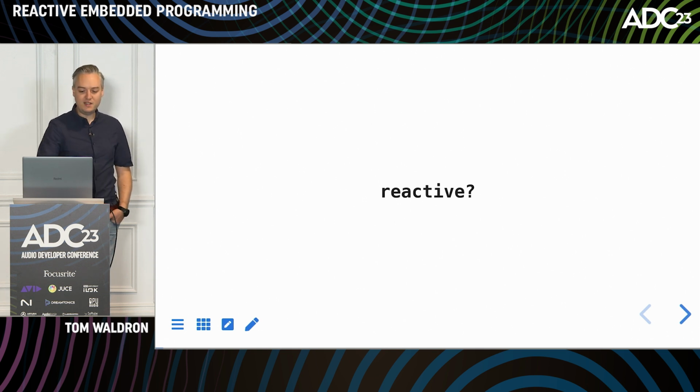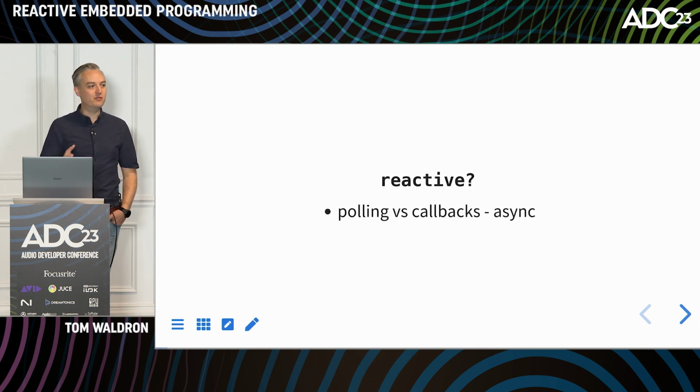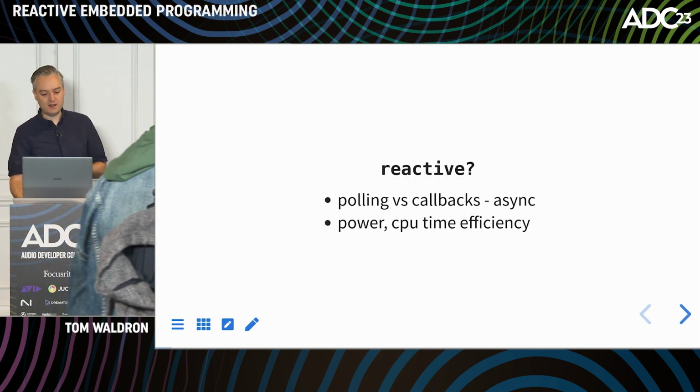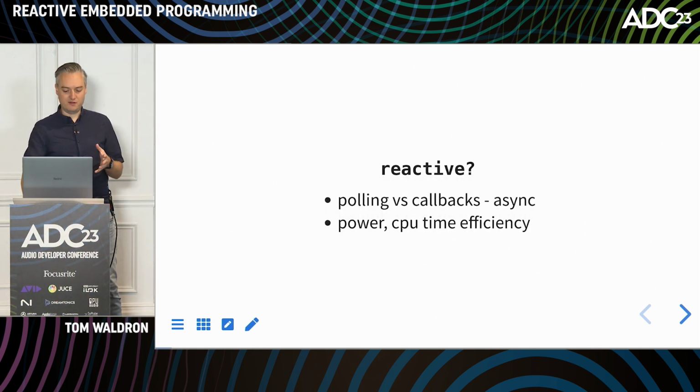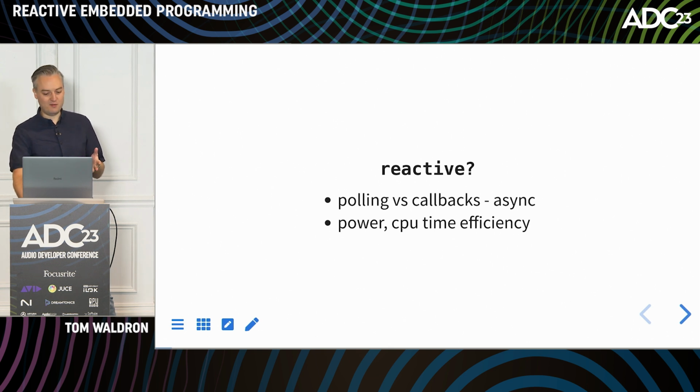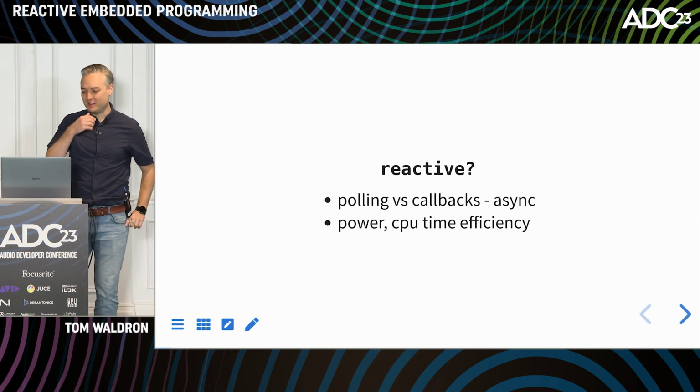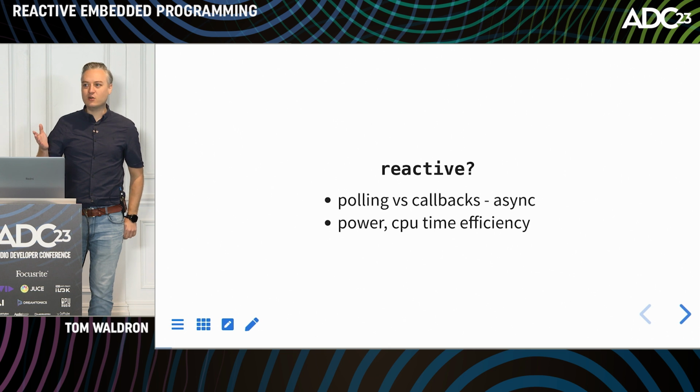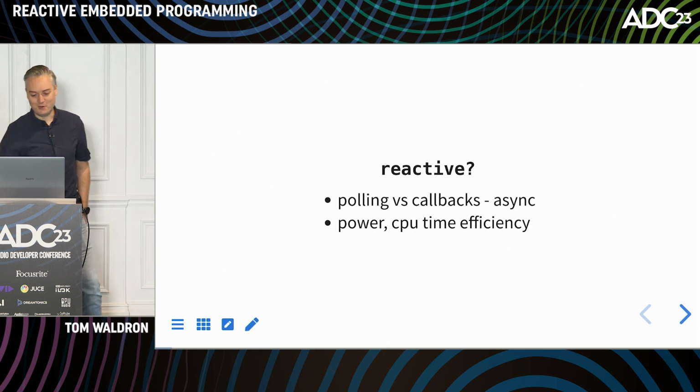I'm mostly talking about moving away from a polling model and thinking about embedded architecture in terms of asynchronous and callbacks, that kind of thing. I want to focus on CPU time efficiency, power efficiency, and generally only doing work when there's work to do, and knowing when there's work to do, and otherwise not doing any work.